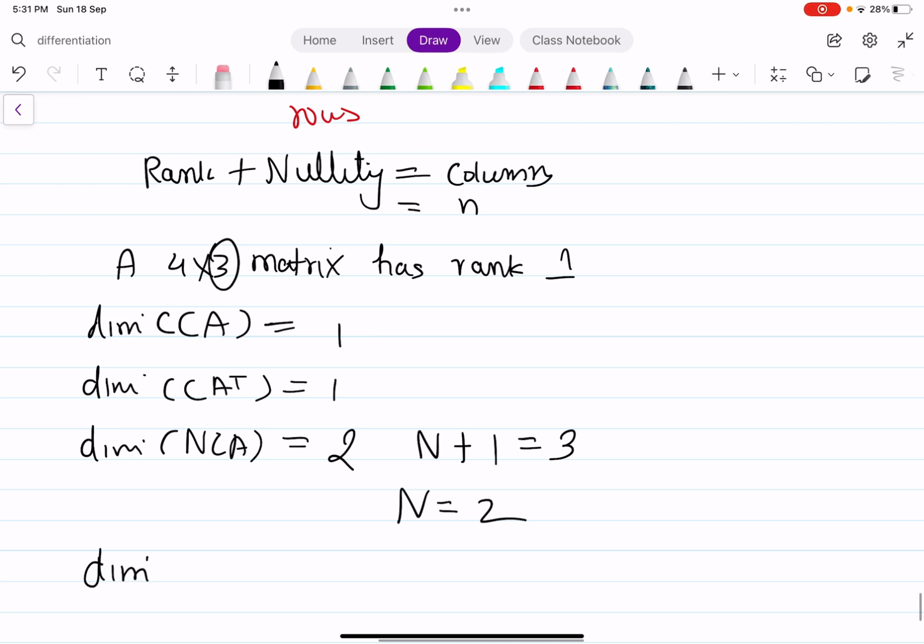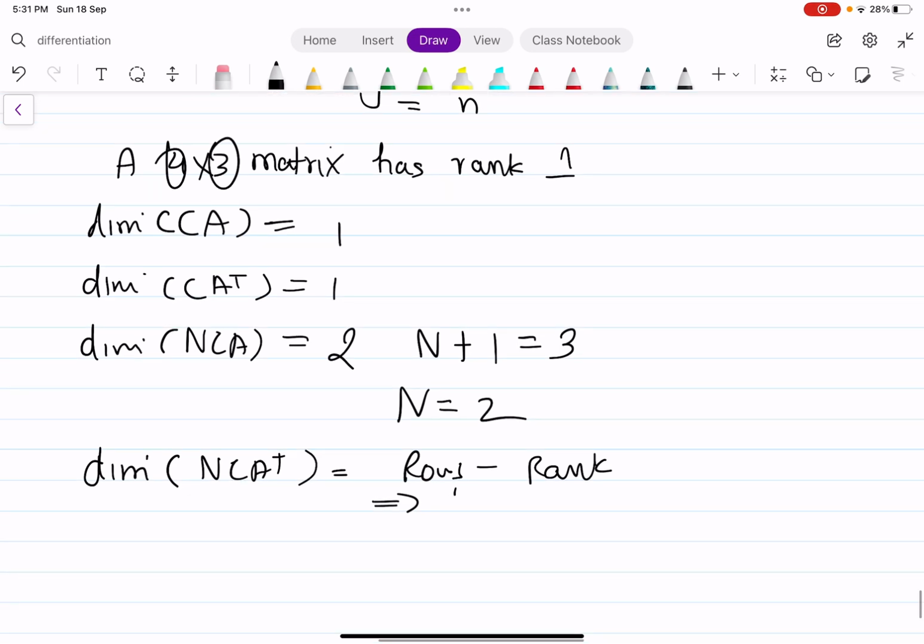Similarly, the dimension of the null space of A transpose must be equal to the number of rows minus the rank. And what is the number of rows in this matrix? You have 4 rows. Rank is 1. So 4 minus 1 is 3. So 3 is the answer for the dimension of the null space of A transpose. So this is what you need.